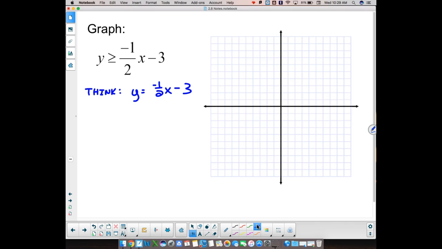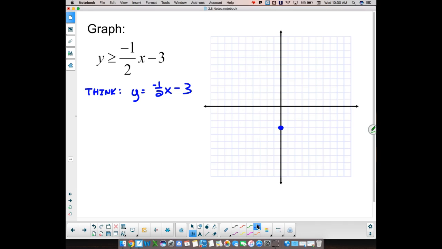But some people on yesterday's formative went left 3. Is that a y-intercept in this case? Instead of going down 3, they went over here, and that was their y-intercept. Is that a y-intercept? No, that's an x-intercept. Okay? So I go down 3. Boom. There's my point. Okay?